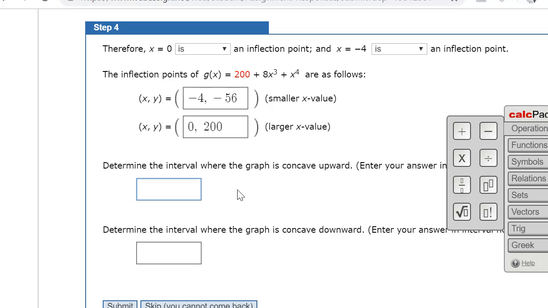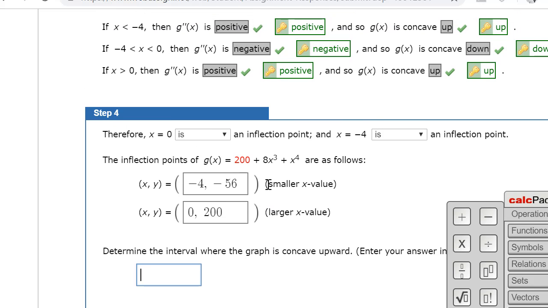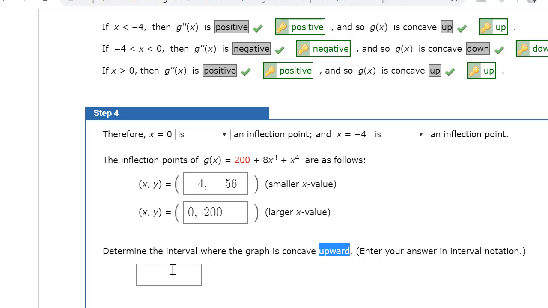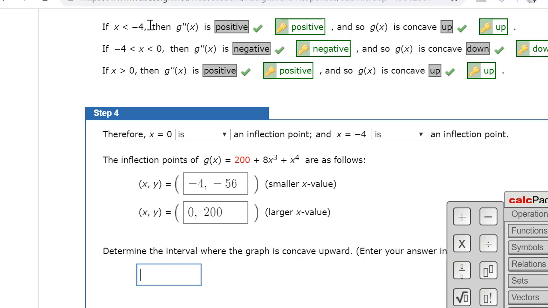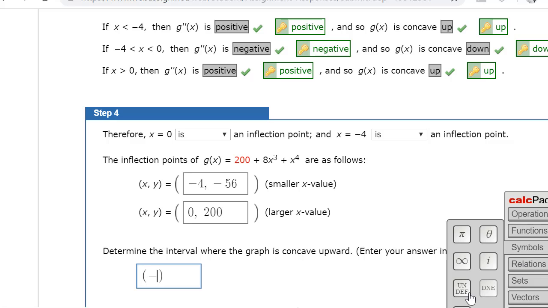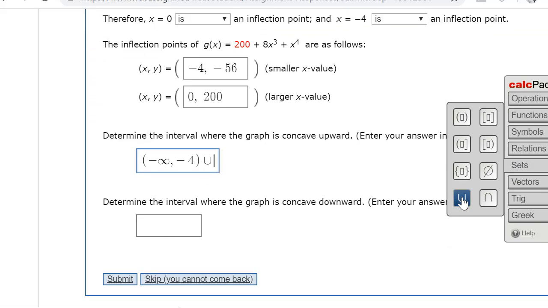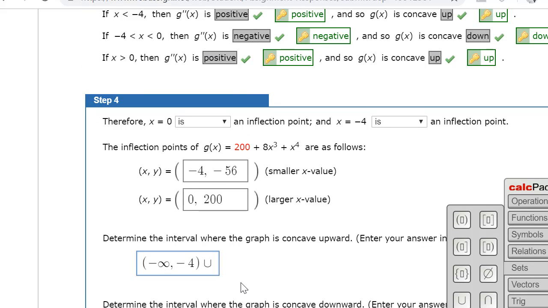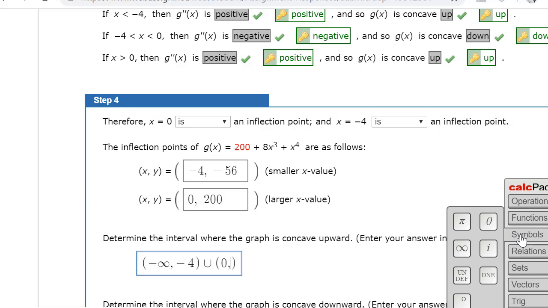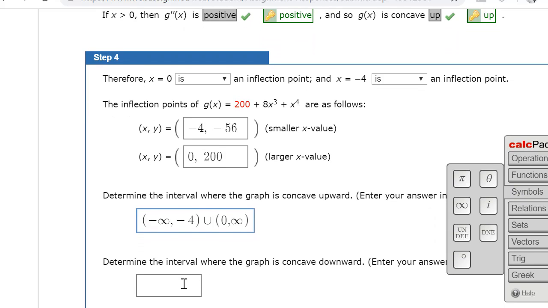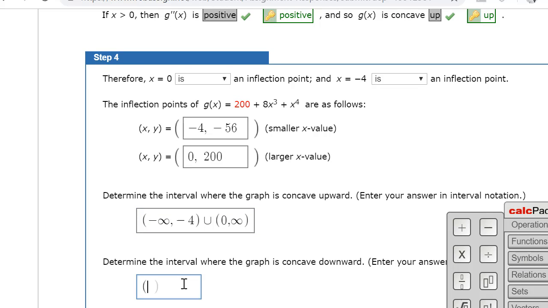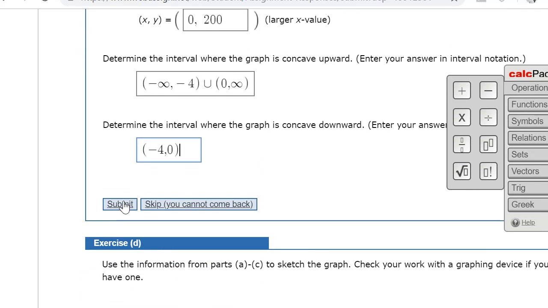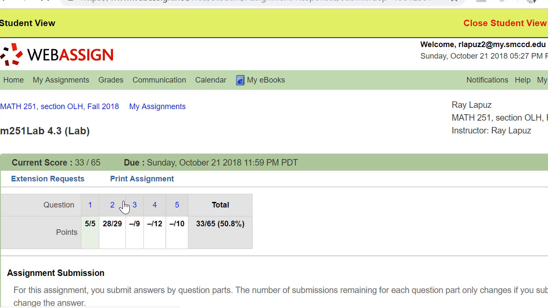And now we want to determine the intervals where it's concave up and concave down. So let's do concave upward first. We want this concave up. So it's positive when x is less than -4, so that would go from -infinity to -4. And then we're going to union it. And then the other positive part happens when x is bigger than 0, so it's 0 to infinity. And then it's going to be concave down between -4 and 0. Okay, so we have the inflection points at -4 and 0.